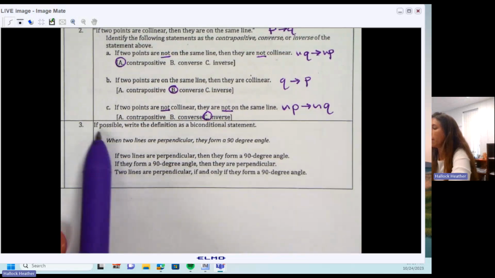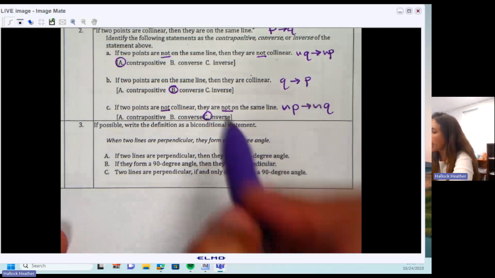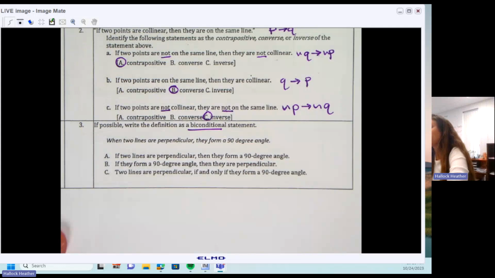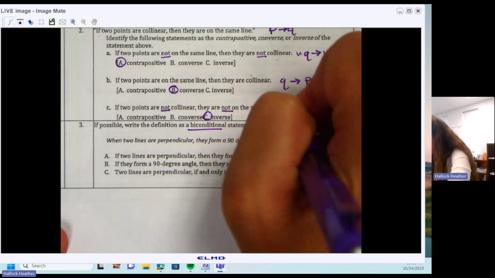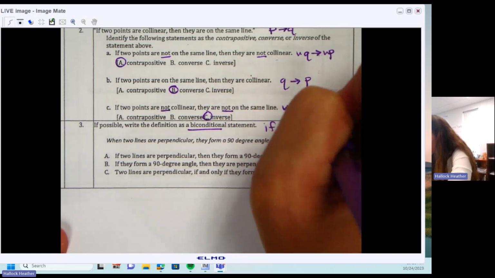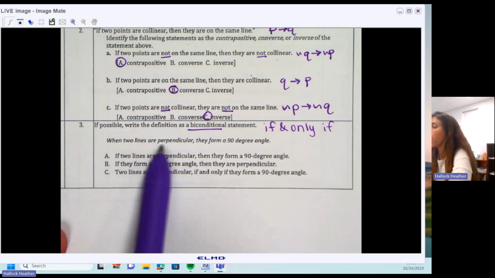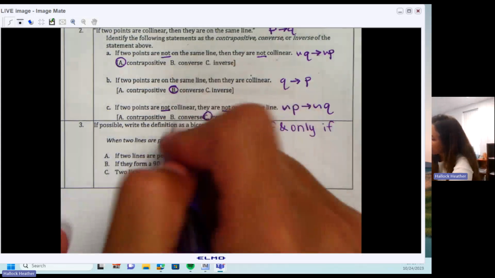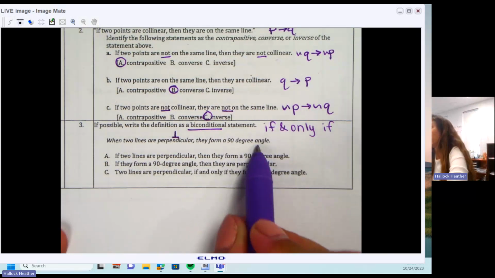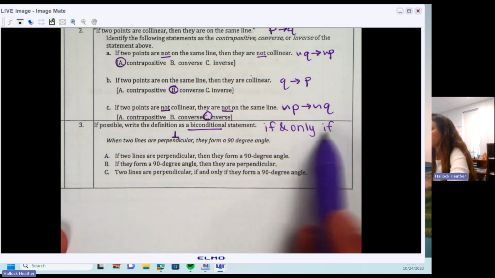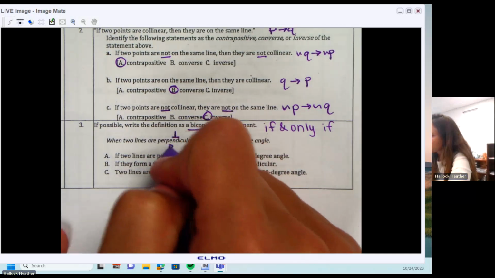Number 3 says, if possible, write the definition as a biconditional statement. A biconditional has to use specific words. Those specific words are if and only if. So you're looking for these words specifically. So when two lines are perpendicular, remember your symbol for perpendicular is technically an upside down capital T, then they form a 90-degree angle. So I'm looking for a sentence that says if and only if, because this is my P to Q.